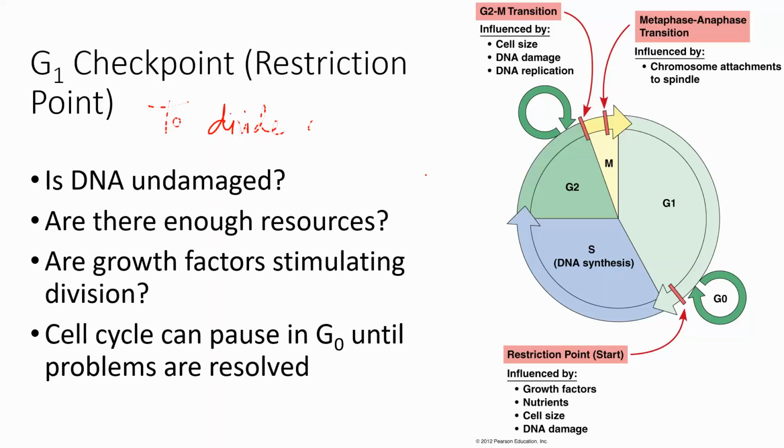So this decides whether a cell is going to enter G0 or whether it's going to move on to S phase. So if your DNA is nice and undamaged, you'll likely move on. If there are enough resources to support a new cell, then you can pass this checkpoint. If there's some external signal like a growth factor that is trying to stimulate the cell to divide, that can help move you past this checkpoint.